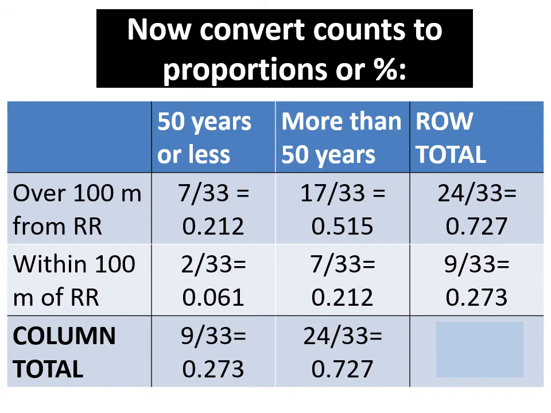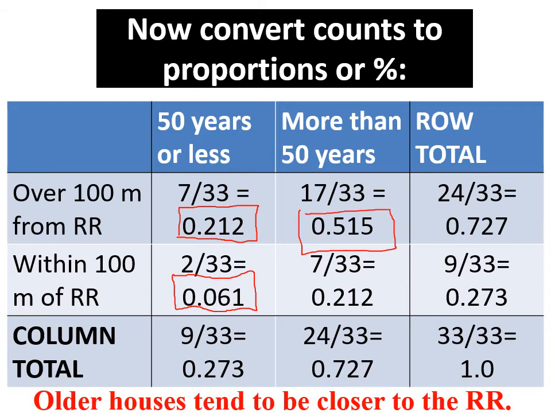When we add 0.273 and 0.727, either across the column total or across the row total, it should come up to be 1. Also, if you divide 33 by 33, you should get 1. Another thing to bear in mind, which is useful for checking your work if you find yourself doing this by hand, is that if you add these 4 proportions, they should all equal 1.